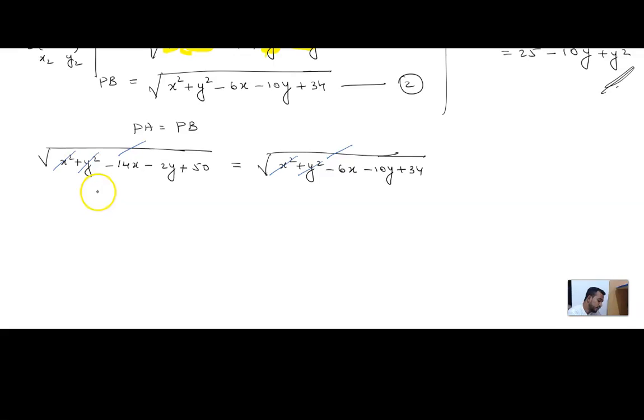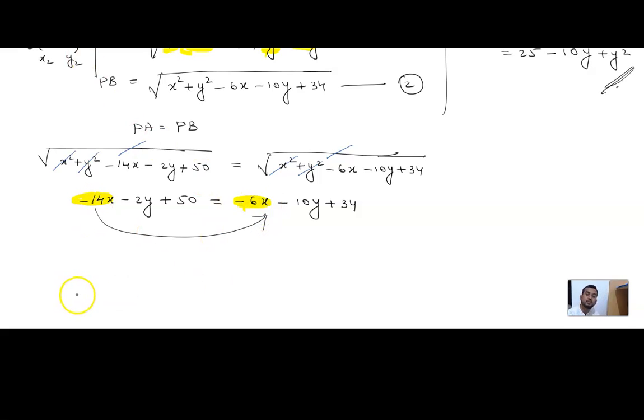Right? Now what is left out? Minus 14x minus 2y plus 50 is left out. Here minus 6x minus 10y plus 34 is left out. Now we can see here is minus 14x, here is minus 6x. So who is bigger? If minus 14x comes to this side, what happens? Plus 14x. It means this is bigger. Understood? But minus 6x is smaller. So what can you do? You can shift the x and y terms to one side.